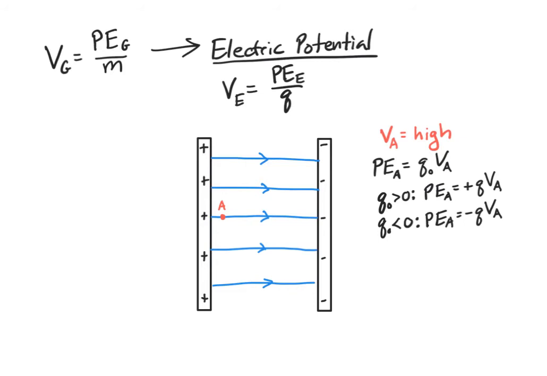We can do the same thing over on the other side. If I were to place a positive charge at point B, then I would expect it to have a low potential energy. And that means that the potential should be small. So V_B should be low.